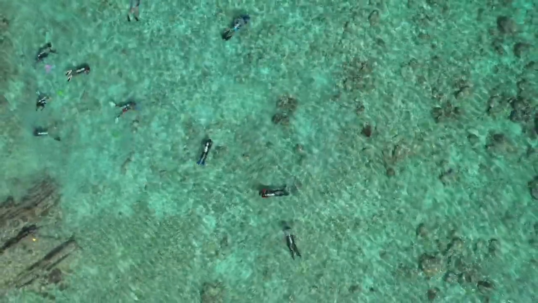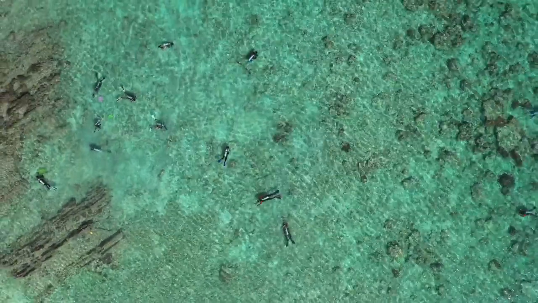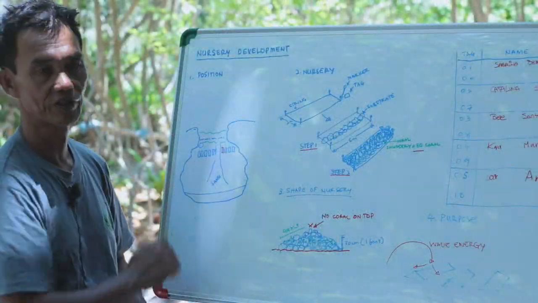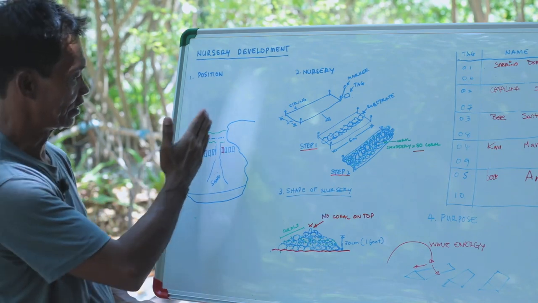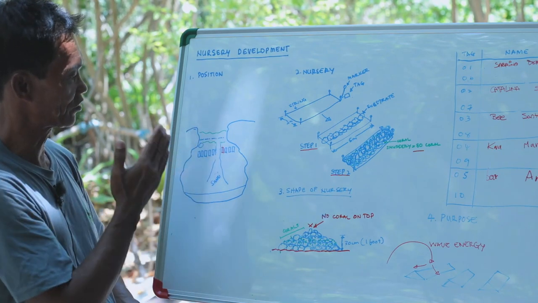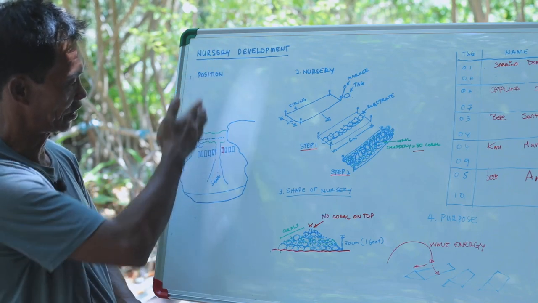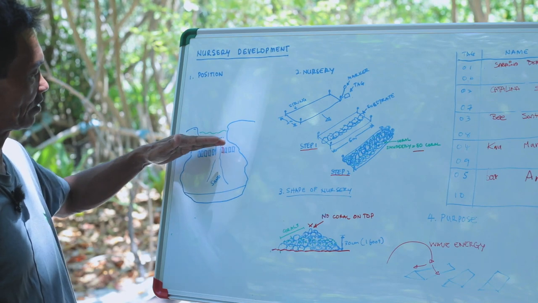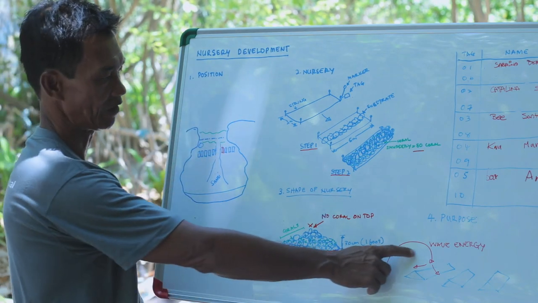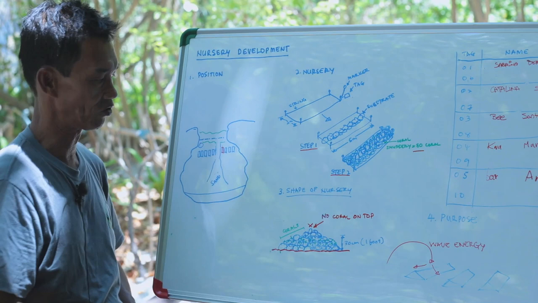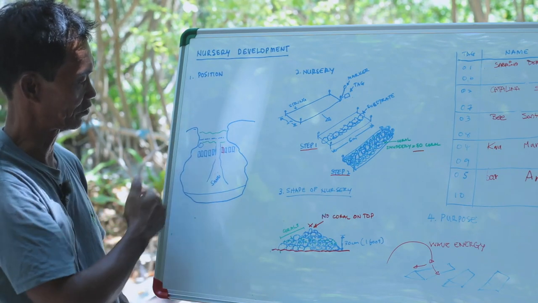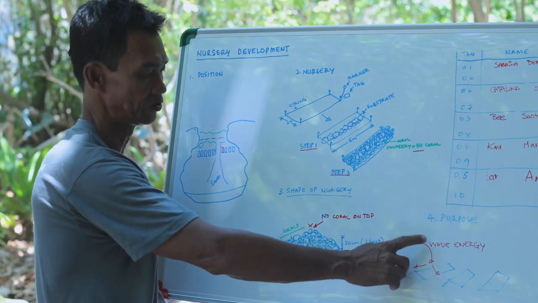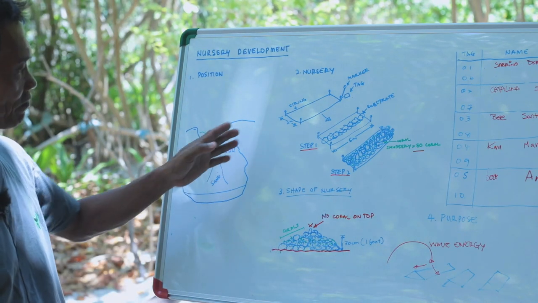Here in this diagram, first we discuss the position. This is Maya Bay, and this is the position of all the nurseries, basically. The position of all the nurseries is parallel to the incoming waves. It will never be put perpendicular to it, because the energy of the waves will just destroy it.